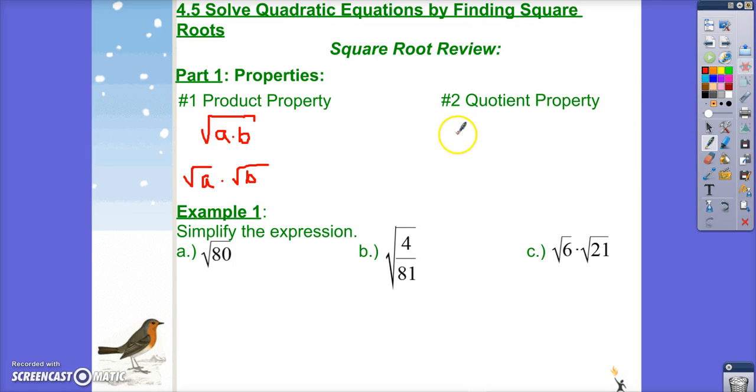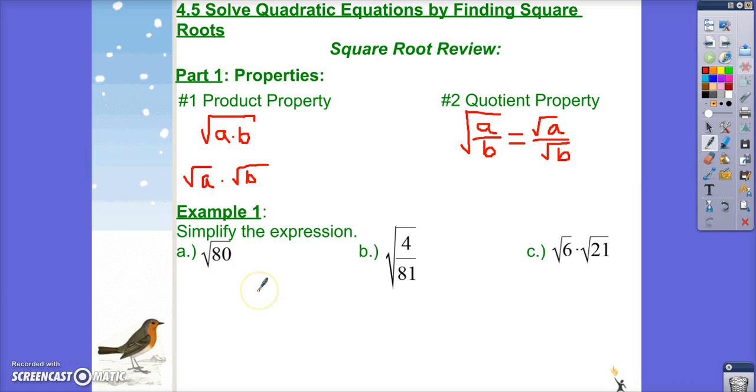Quotient property, quotient means division, obviously, right? So square root of A over B, you are allowed to split them up into their pieces. So square root of A over square root of B. So we're going to use these two sets of properties to actually simplify the expression. This is something that you've seen in Algebra 1 before. You spend a decent amount of time reviewing it.